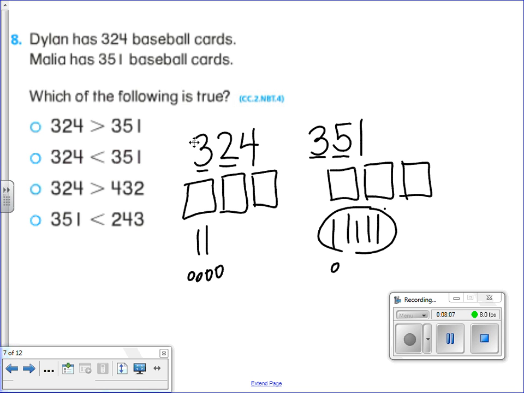So remember, we think of our greater than and less than symbols as a mouth. So the mouth wants to eat the bigger amount. Mouth wants to eat this. Is there a choice over here that matches? No. Yes. Which one? Choice 1, 2, 3, or 4? Lizzie. Choice 2.